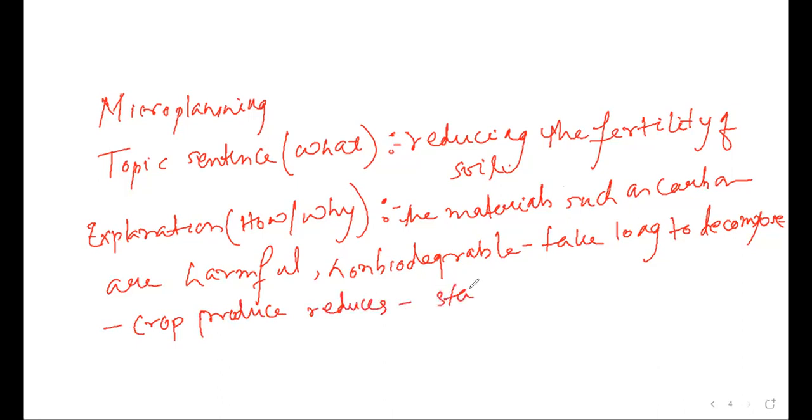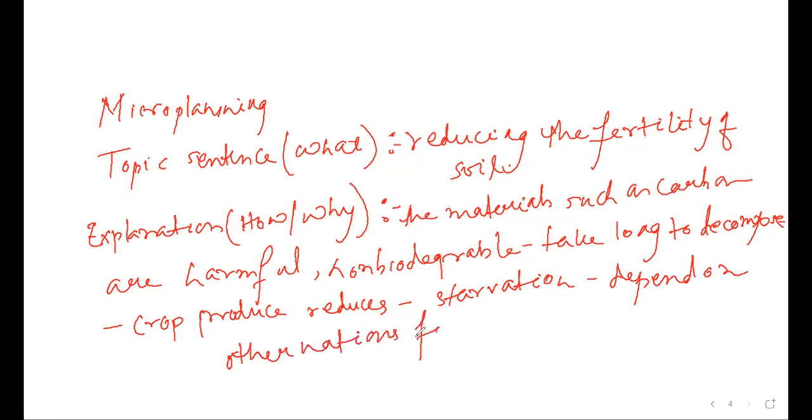And there could be starvation, right? And then you have to depend on other nations for food. Now, this could be pricey. This could be something which is expensive. So this is the chain of events when we talk about the effect. So the topic sentence for the effect, reducing the fertility, and then the explanation of how the fertility is reduced and what exactly happens.